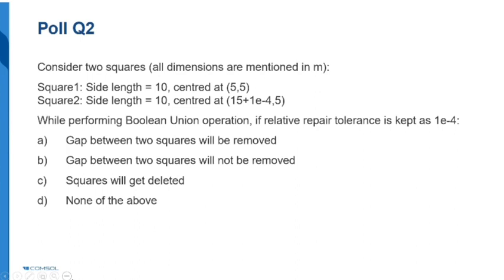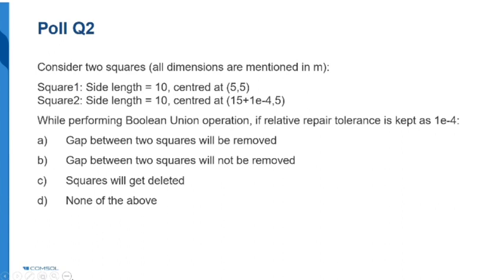So consider that you are having two squares. Whatever dimensions I am going to mention henceforth will be in meters only. You are having two squares, and both squares have the same side length of 10 meters. However, the first square is centered at 5 meter, 5 meter, whereas the second square is centered at 15 plus 1e-4, 5. That is, between these two squares, we are having a gap of 1e-4.